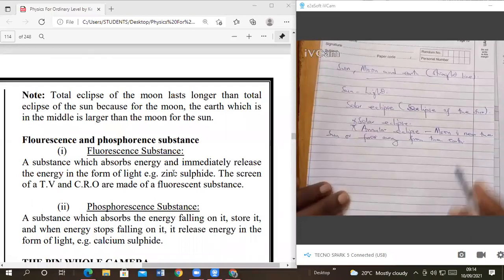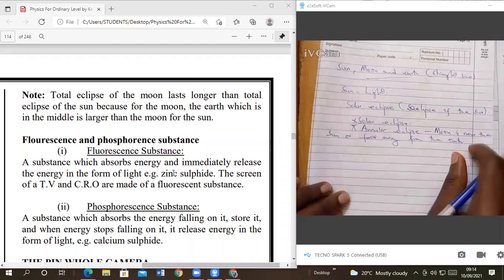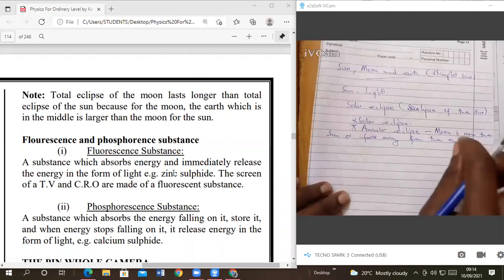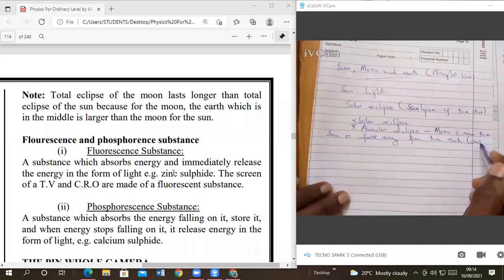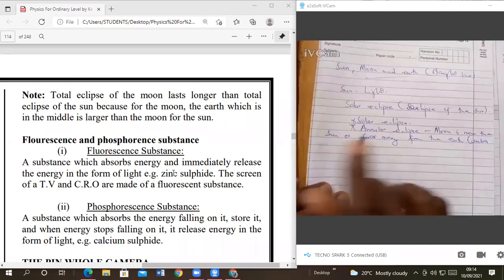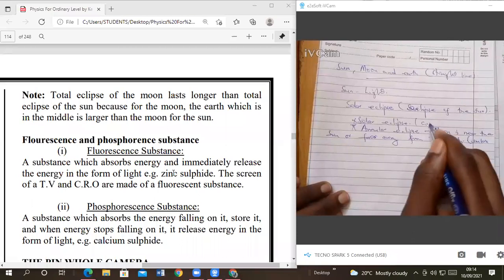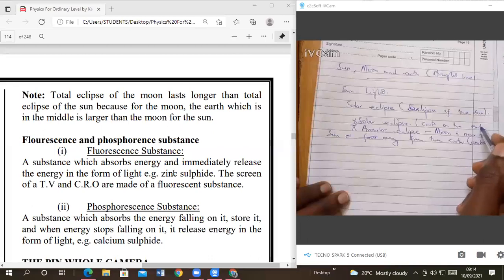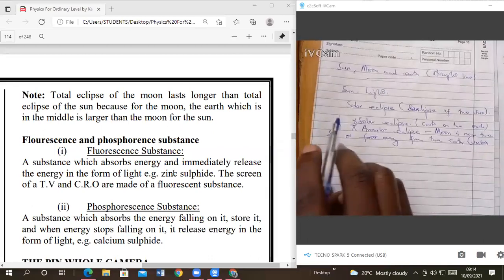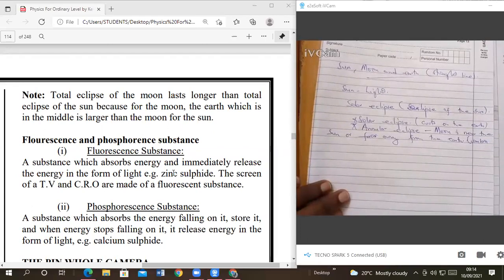And here the shadow of the moon does not reach the earth. So the umbra does not reach the earth, but for the total eclipse, the umbra, the shadow, is cast on the earth. That is the only difference. But still, the moon is in the middle. We have looked at those facts.